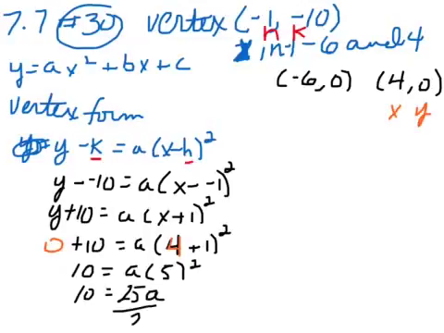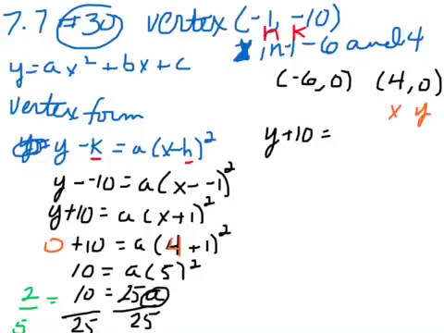And if I want to find out what a is, I can divide both sides by 25 to get a by itself. And it is 10 over 25. Let's go ahead and reduce that. 5 goes into 10 twice, and it goes into 25 5 times. So if I plug this in, I have y plus 10 is equal to 2/5, which is a, that's what we just found over here, so plug it in, times x plus 1 squared. Now that would be the equation in vertex form, but I need to change it into standard form.